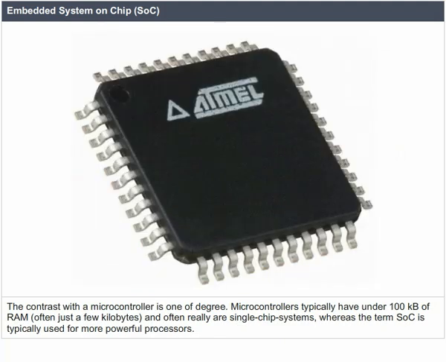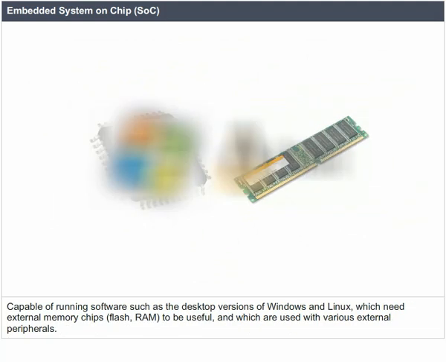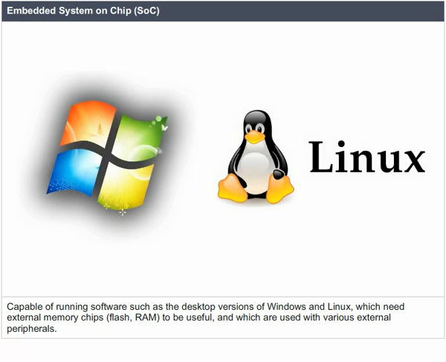The contrast with a microcontroller is one of degree. Microcontrollers typically have under 100 KB of RAM, often just a few kilobytes, and often really are single chip systems, whereas the term SoC is typically used for more powerful processors capable of running software such as the desktop versions of Windows and Linux, which need external memory chips, flash RAM, to be useful, and which are used with various external peripherals.